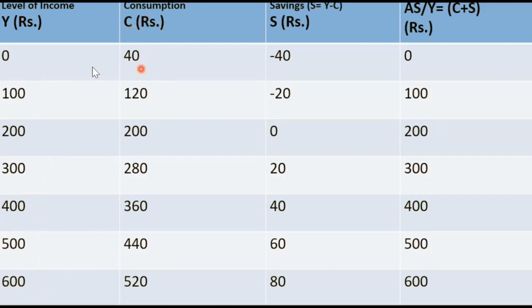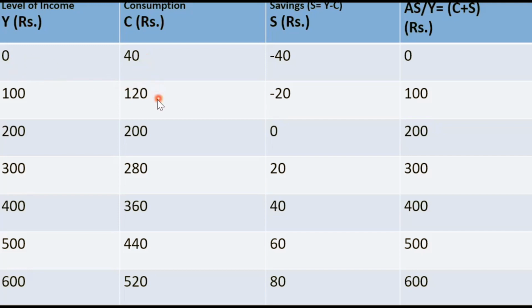And here also, at the zero level of income, consumption exists, that is rupees 40. And what does it mean? That this is autonomous consumption. And what does autonomous consumption mean? The consumption which exists even at zero level of income.